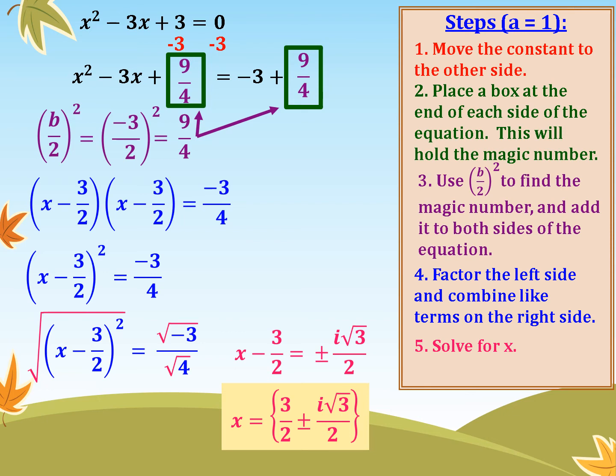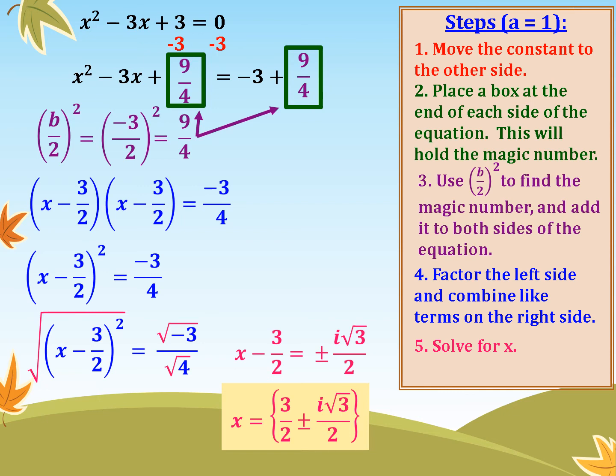Now, you may be asking, couldn't I just say 3 plus or minus i square root of 3, all over 2? And that would be correct. If you wanted to say 3 plus or minus i square root of 3 over 2, that would be the same thing. All right?